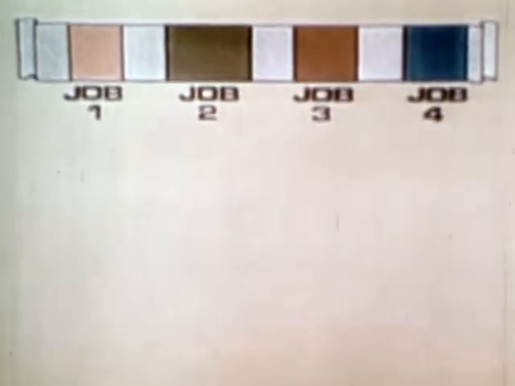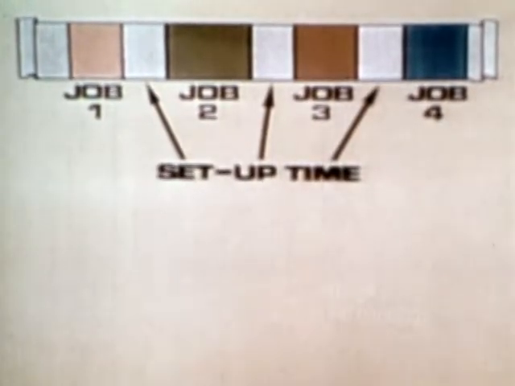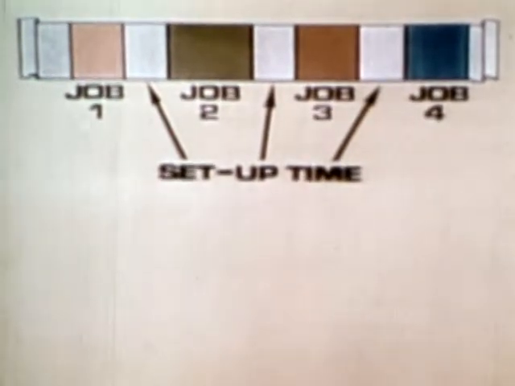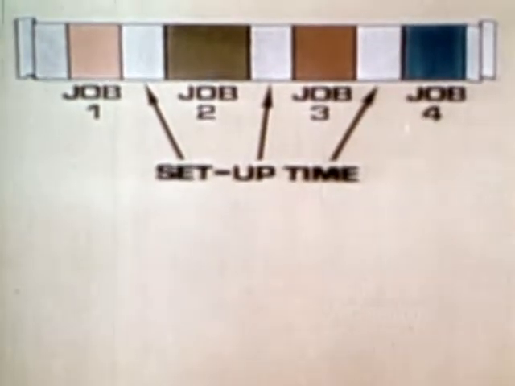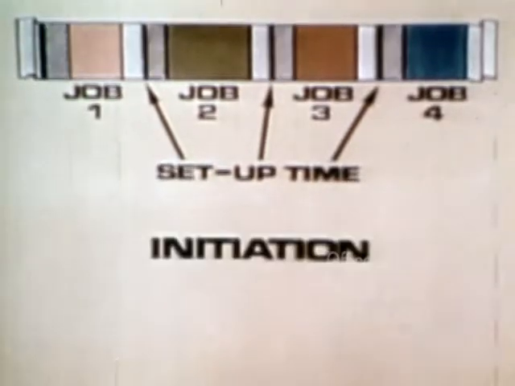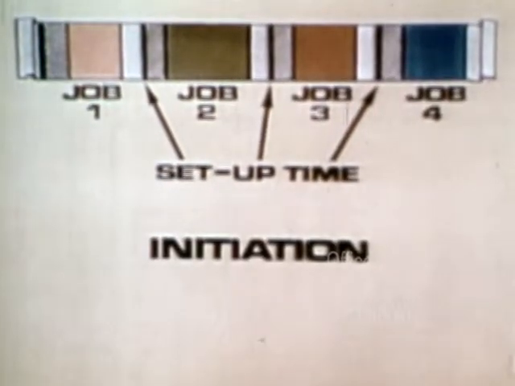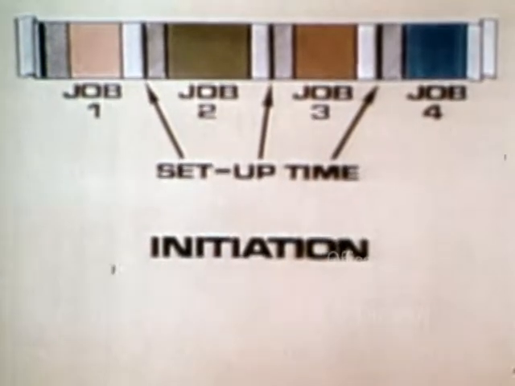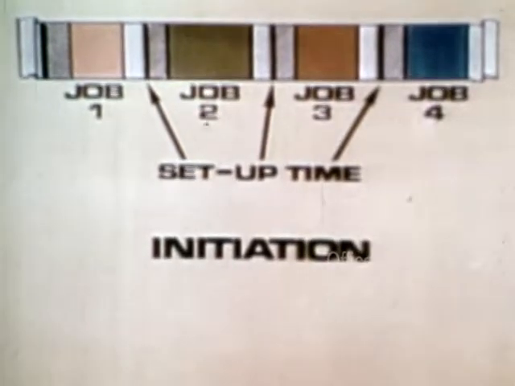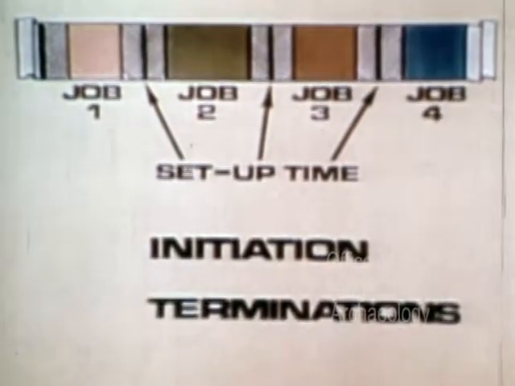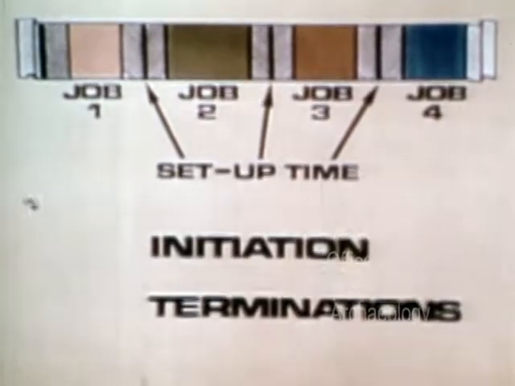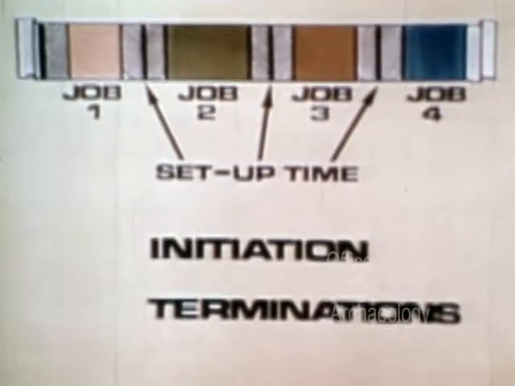This chart helps us to see why operating systems are needed. It shows the times required for a stream of computer jobs. The time shown between jobs is needed for setup operations. Setup time includes initiation operations, such as mounting new tapes and changing printer forms before starting the next job, and termination operations, such as dismounting tapes at the end of a job.